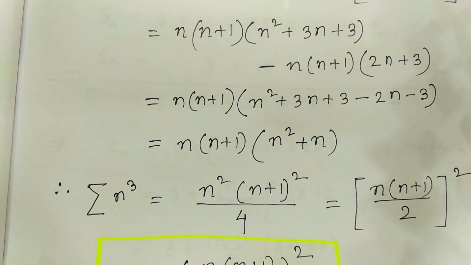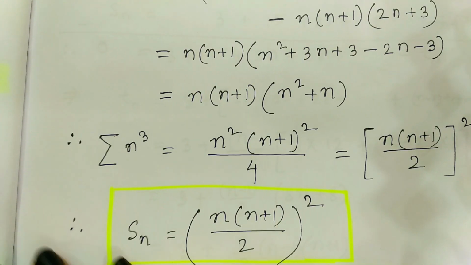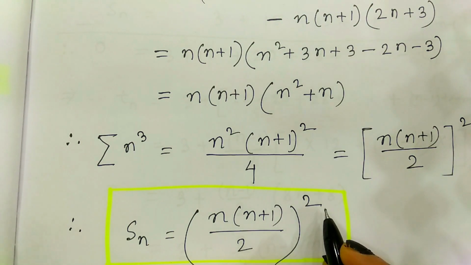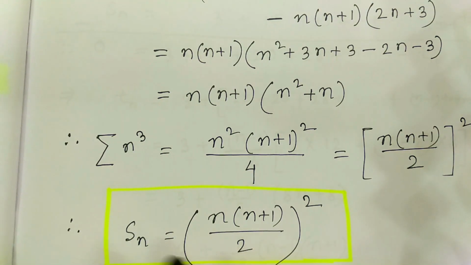Next one is this one. So finally we will find that Sn is equal to n into n plus 1 by 2, its entire whole square. So that one also we use as a formula.